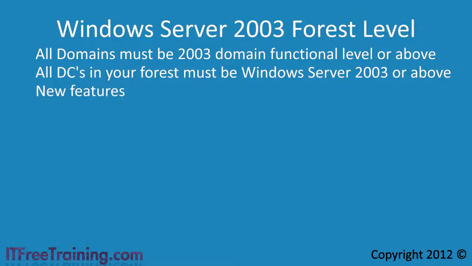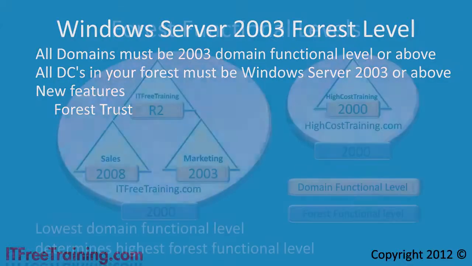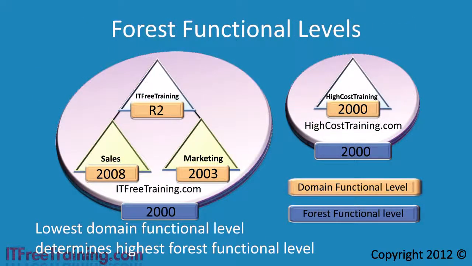The first feature gained by having Windows Server 2003 forest functional level is the Forest Trust feature. A forest trust allows you to share resources between two forests easily. If I go back to my example, let's say I want to put a forest trust between High Cost Training and IT Free Training. In order to do this, I would first need to raise the forest level of both forests to Windows Server 2003.